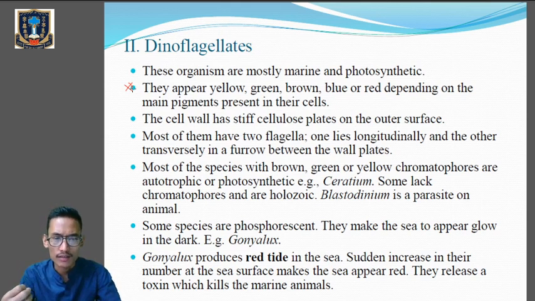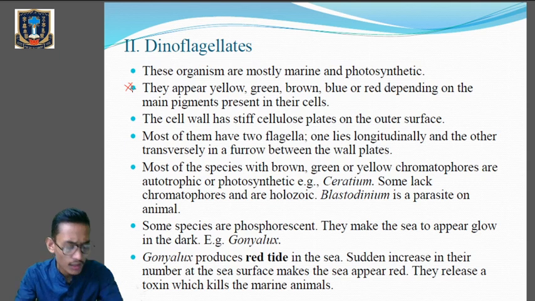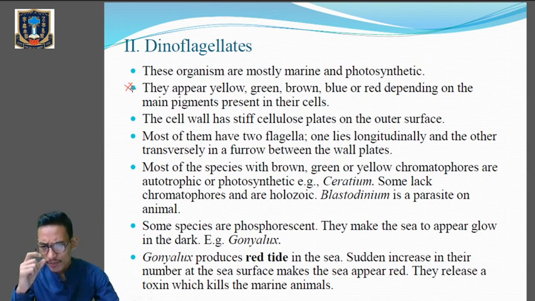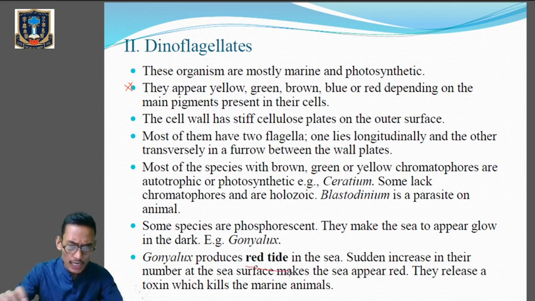Example is Gonyaulax, and this Gonyaulax is very important because there's a particular term called red tide, which you have to remember. If the question comes, what is red tide? So what actually red tide is: this Gonyaulax produces red tide in the sea. When the number of Gonyaulax keeps on increasing in the sea, they make the sea surface appear red in color. Clear? And that is called red tide.